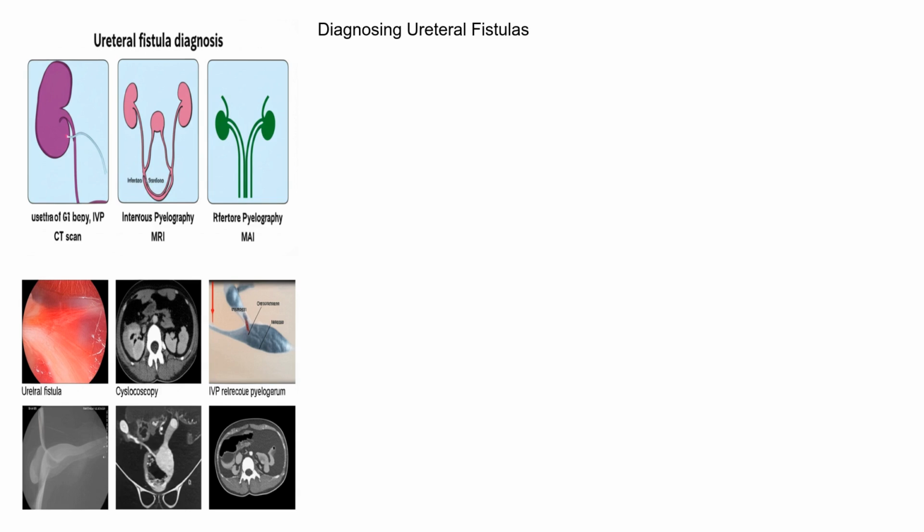Diagnosing a ureteral fistula typically involves a combination of imaging studies and clinical evaluation. A thorough medical history and physical exam are crucial. Common diagnostic tools include cystoscopy, which involves inserting a camera into the bladder to visualize the ureteral orifices, intravenous pyelography, or IVP, which uses X-rays and contrast dye to visualize the urinary tract, retrograde pyelography, where dye is injected directly into the ureter, CT scans with contrast, and MRI scans. Dye studies can also be used to identify the site of urine leakage. The choice of diagnostic method depends on the suspected location of the fistula and the individual patient's circumstances.